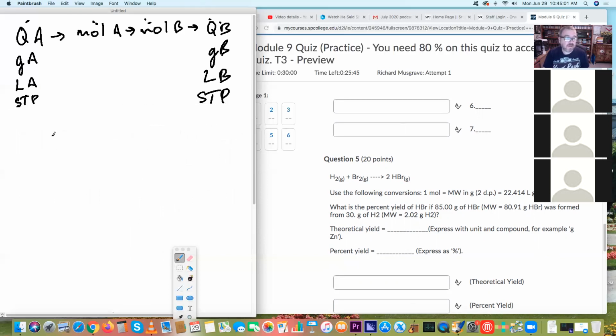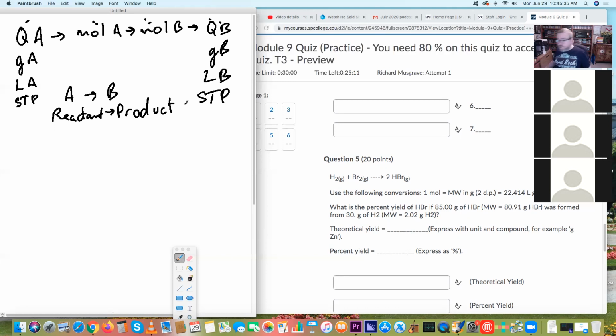And that is that we're always going to be starting out with a reactant and going to a product. And if you remember what I had said about reactants and products, what we start with is the reactant, what we finish with is the product. Here we're looking for the percent yield of HBr. It's always the percent yield of a product that we're looking for, and that means we have to start off with the reactant.